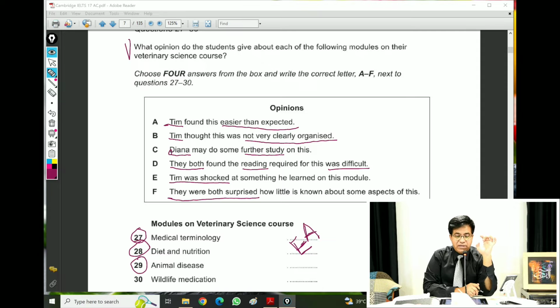And they both were surprised how little is known about some aspects of this? Answer is F. Please listen to it again.